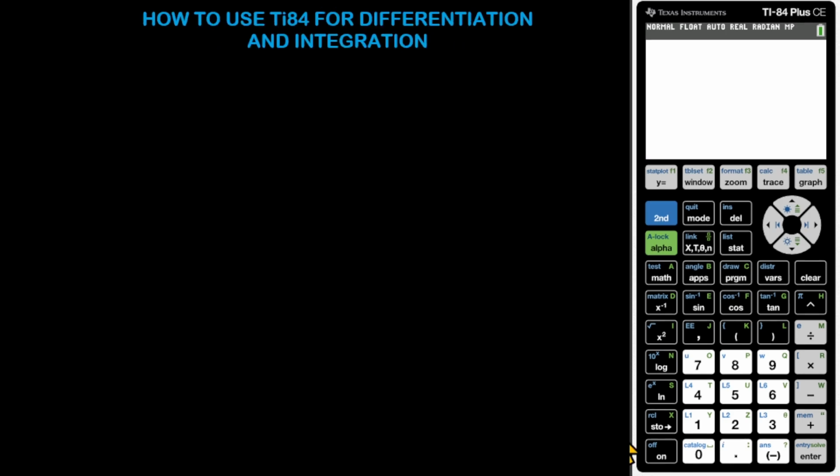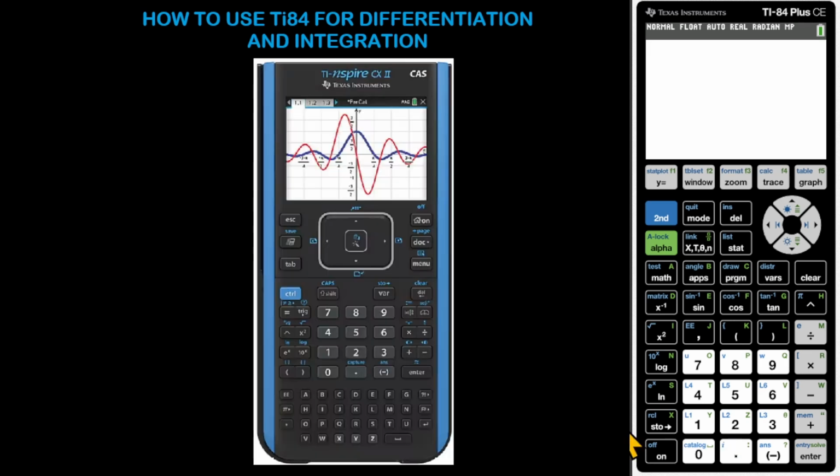Using the TI-84 for integration, I have to tell you right now that it has a limitation. It cannot calculate an indefinite integral. If you need a calculator that'll do that and actually give you the algebra for an indefinite integral, then the TI-Nspire can do that for you. And it's actually pretty close to the same price that the TI-84 was. So you might want to look into that one.